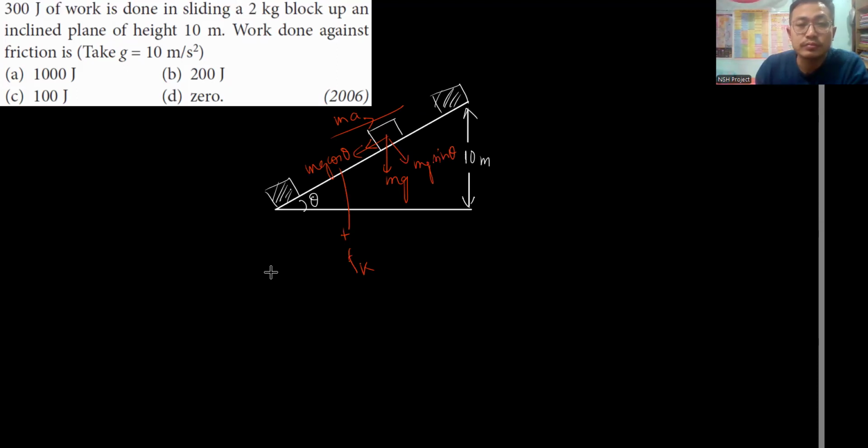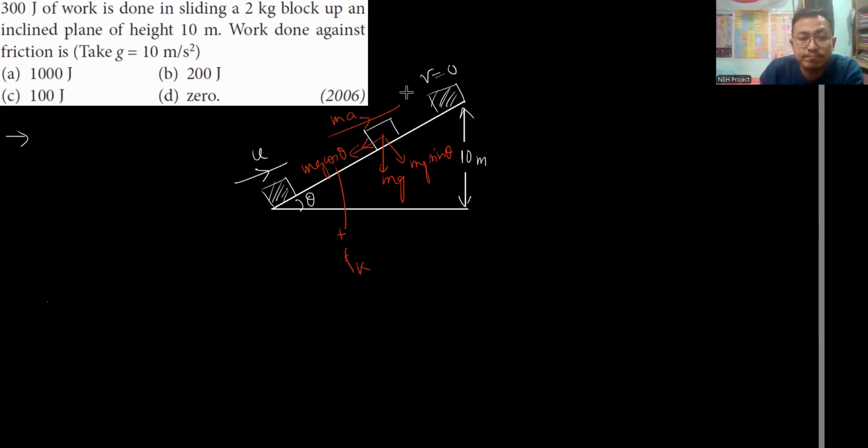So the work done against friction. 300 joules of work is done in sliding the 2 kg block. Now the total work done is 300 joules of work in sliding the 2 kg block.